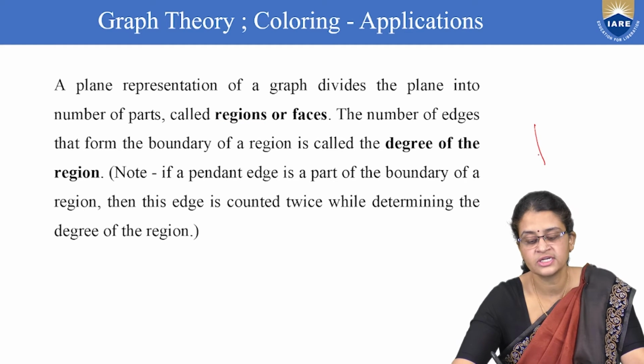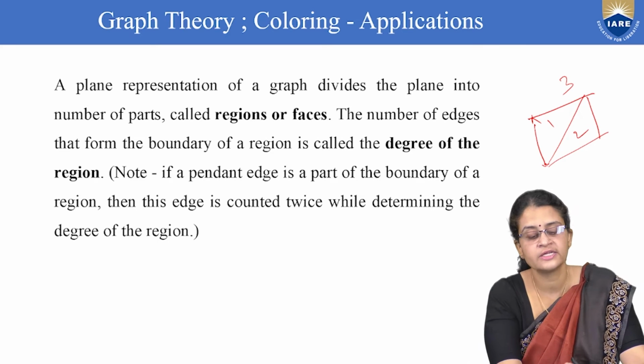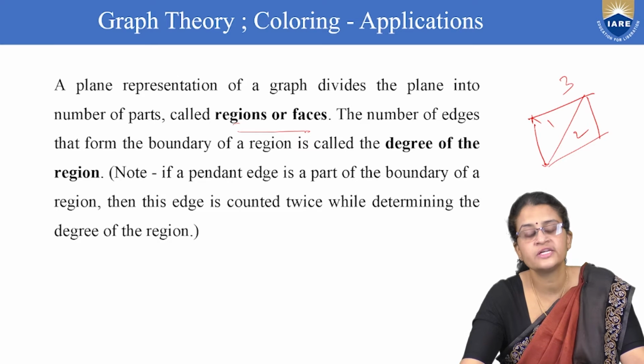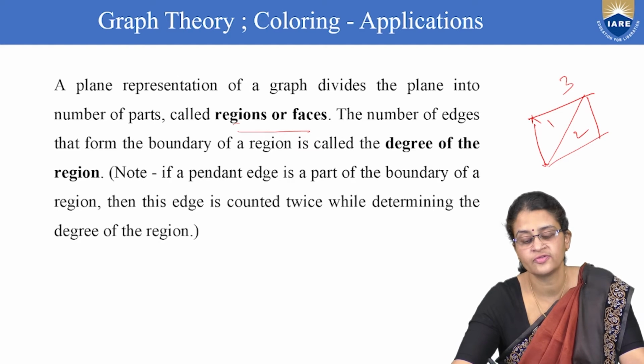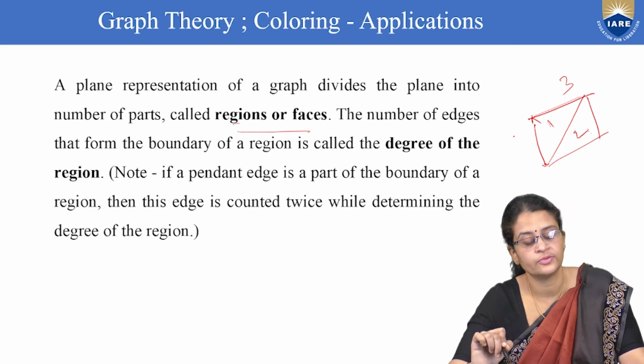That is, if we consider this graph, it divides the plane into 1, 2, 3 regions. So these are called regions or faces. And the number of edges that form the boundary of the region is its degree. Here, region 1's boundary is formed by 3 edges, so this is the degree of region 1. This 2 is the degree of region 2, 3 is the degree of region 2, and this region 3 has degree 4.